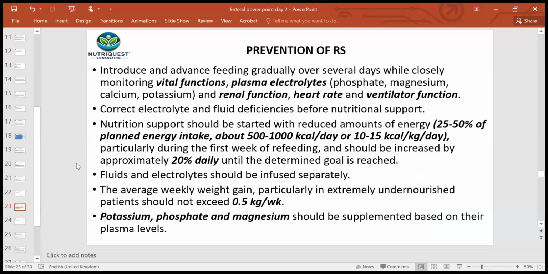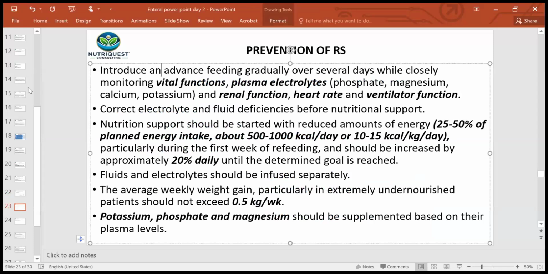How do we prevent refeeding syndrome? So these are the steps. Number one, introduce and advance feeding gradually over several days while closely monitoring vital functions, plasma electrolytes, that is phosphate, magnesium, calcium, potassium, and renal function, heart rate, and ventilator function. So you need to introduce feeds in small rates.